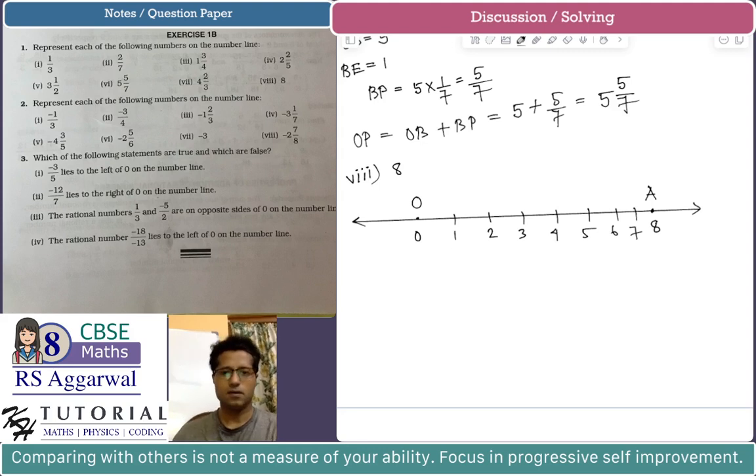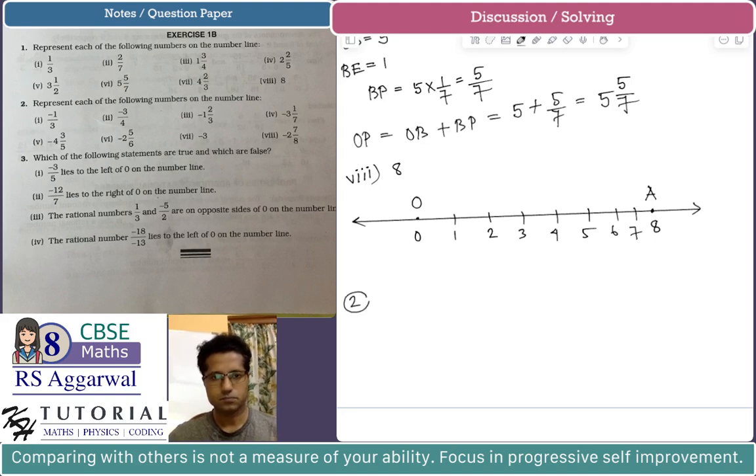Okay. So I will not do the rest of the parts of problem number 1. I hope you got the idea, the core concept of how to draw these positive rational numbers, whether in the form of mixed fraction or proper fraction. Now let's see how we represent the negative rational numbers from problem 2.